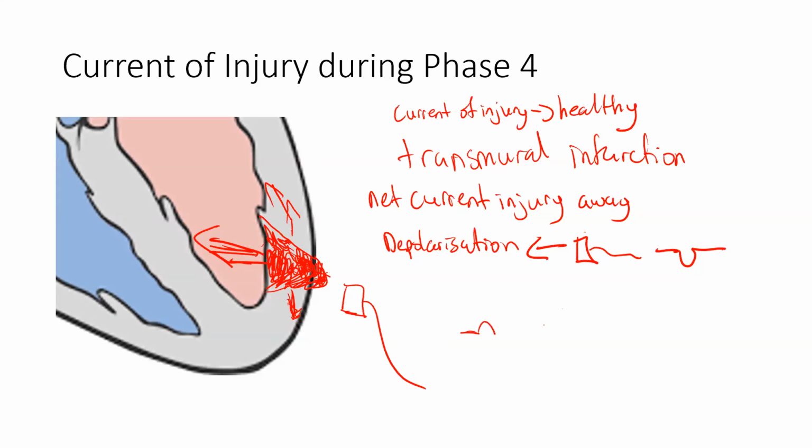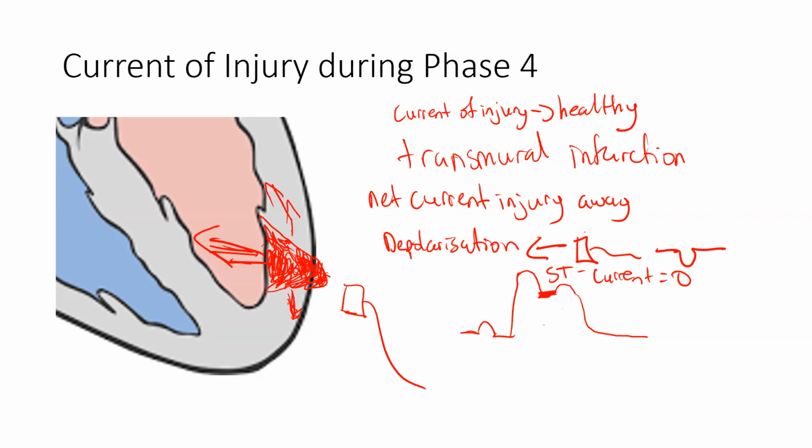you get your P, and then from here it's going to go up, and it's going to go down. And this part here, your ST segment, is where the current of injury is equal to 0, because this is fully depolarized. There's no electrical activity happening, and then it repolarizes. This is your plateau stage.